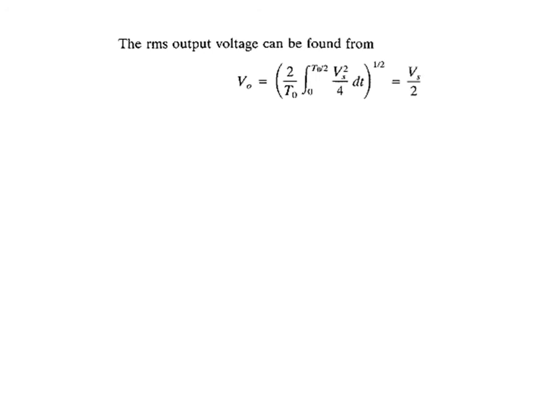The RMS output voltage can be found as V0 is equal to under root 2 divided by T0 integration 0 to T0 by 2, where transistor Q1 is turned on. Then the voltage is given as Vs square divided by 4 into dt. If you solve this, the output voltage when the transistor is turned on for period T0 by 2 is given as Vs divided by 2.